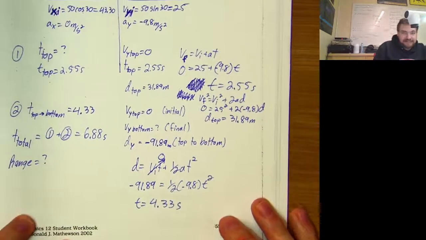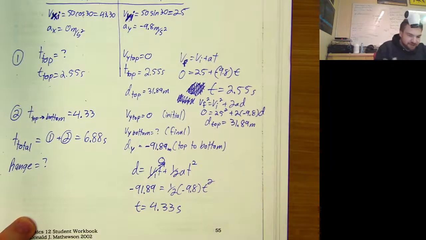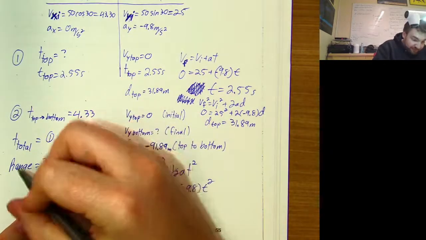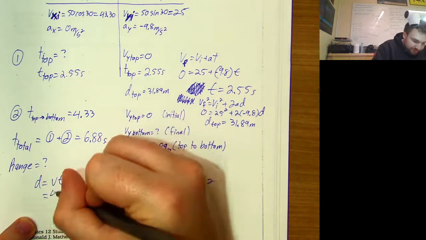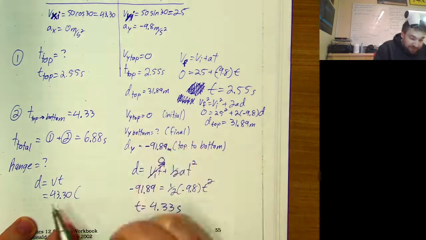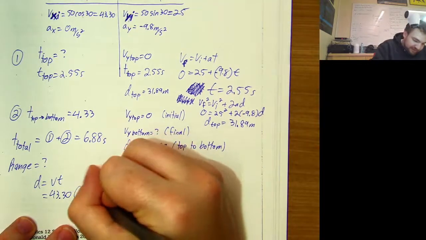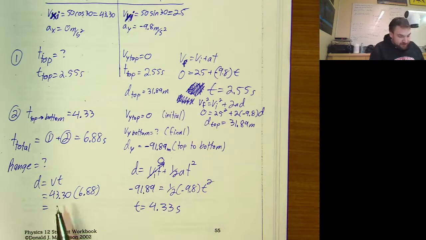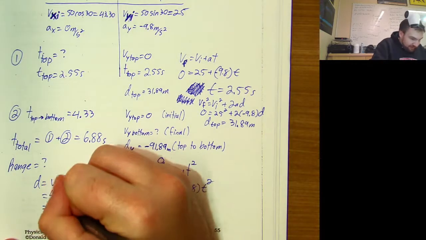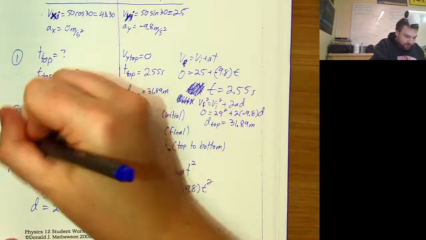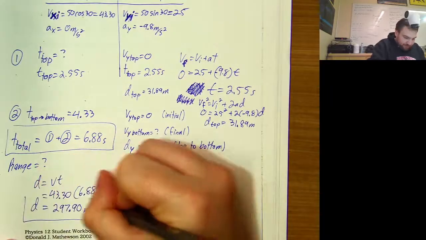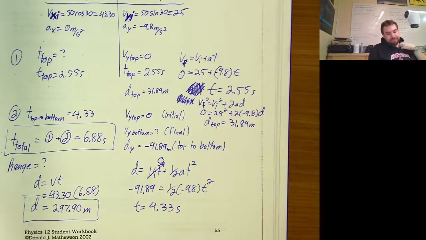All we're adding to that is this idea that our horizontal components are independent of our vertical components. So D, our range, is equal to VT, because there's no acceleration. We know the velocity there was 43.30, and now we know the total time it traveled horizontally is 6.88 seconds. So that is a horizontal distance of 43.30 times 6.88 equals 297.90 meters. We've got our total time. We're done. Okay.